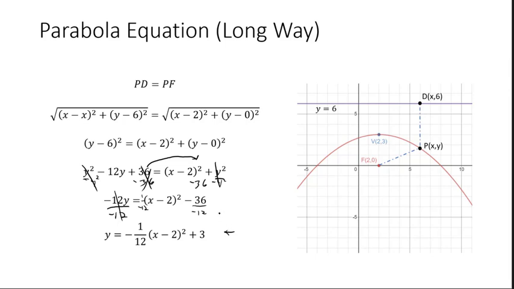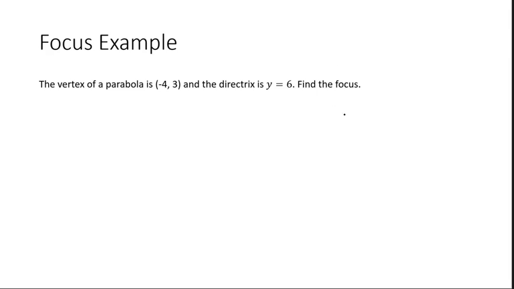Now, before we do that, let's point out one thing here, give you one example, and this is with the focus. So if you were told that the vertex of a parabola is (−4, 3), and the directrix is y = 6, and you were told to find the focus, what would your focus be? When you do this, you can maybe plot this on a coordinate plane here, just to visualize what's happening. That's always a good idea if you're not sure where to start. But the vertex is (−4, 3), so you go to the left 4, and then up 3, 1, 2, 3, that takes you right here. That's your vertex. And the directrix is y = 6. So that would be up 3, 4, 5, 6 right here. So that's your directrix.